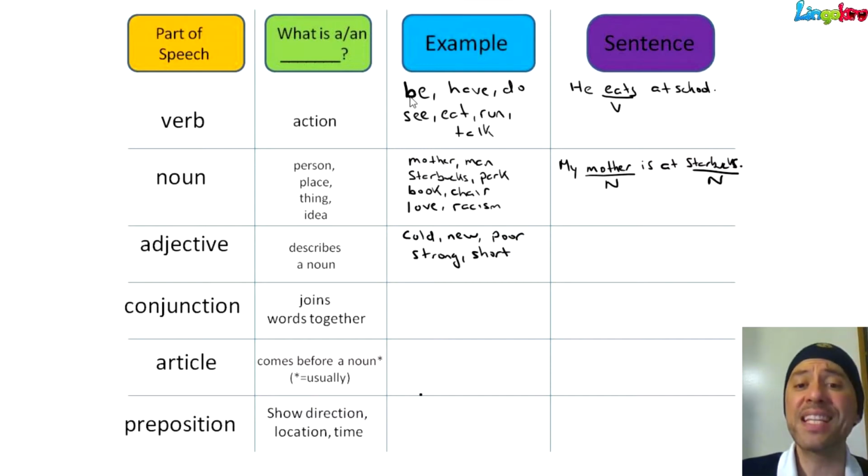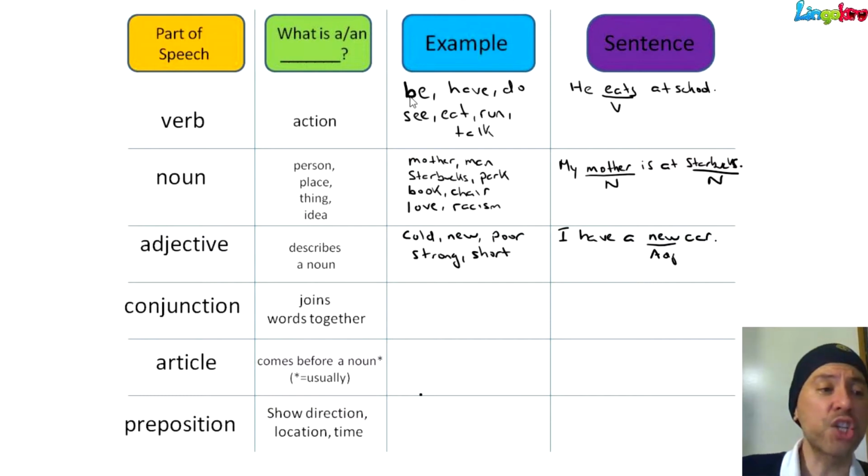So if I wrote a sentence like, I have a new car, then the adjective here is new, because new describes the noun car. Okay? What kind of car do you have? A new car. It's describing the car.